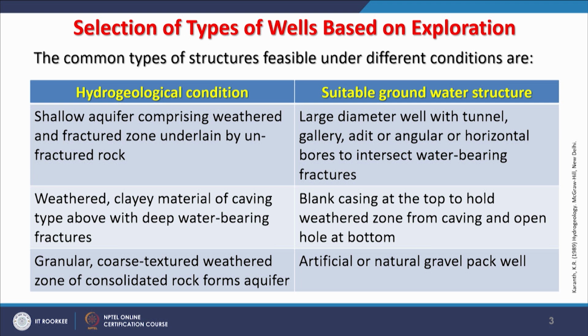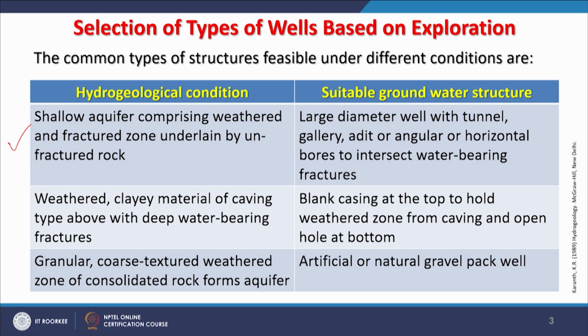The first one is when we have a shallow aquifer comprising a weathered and fractured zone underlain by unfractured rock. In a typical granitic terrain, we have also discussed this situation, you generally get the water at a shallow depth, in unconfined aquifer conditions. The water is available only in the weathered and fractured part of the rock, but the underlying rocks are unfractured or consolidated. There is no weathering or fracturing deep inside.